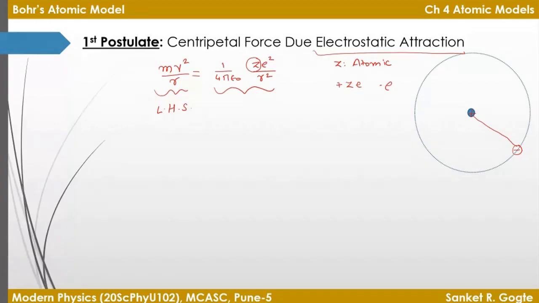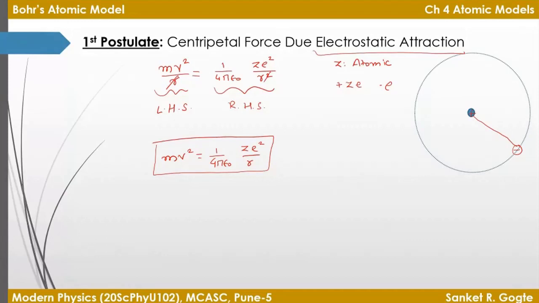I'm not considering the direction here, we are just worried about the magnitude. So when I write this equation, left hand side equal to right hand side, I'm considering only the magnitudes of the forces, centripetal force and electrostatic force. Now we can rearrange this equation, r gets cancelled, and I can rearrange it to write m v square is equal to 1 by 4 pi epsilon 0 Z e square by r. So we will leave this relation here itself, because when we derive the energy and radius of the atom according to Bohr's model, we will need it.